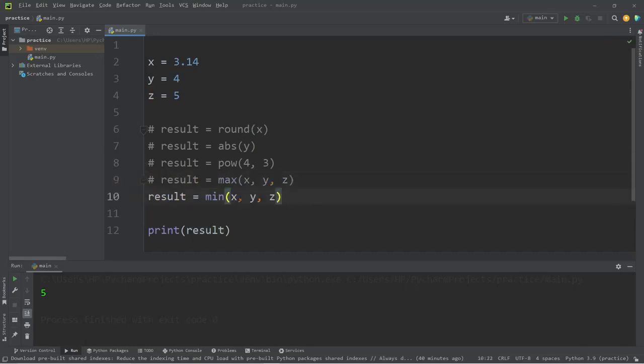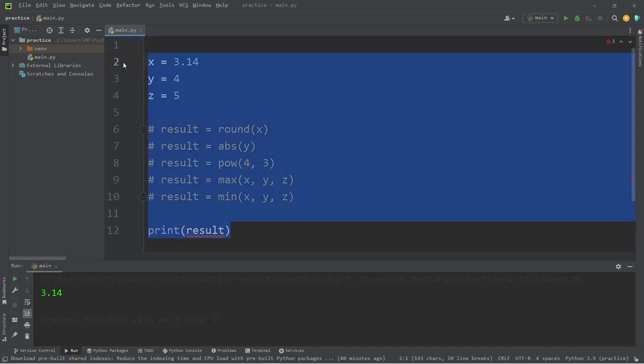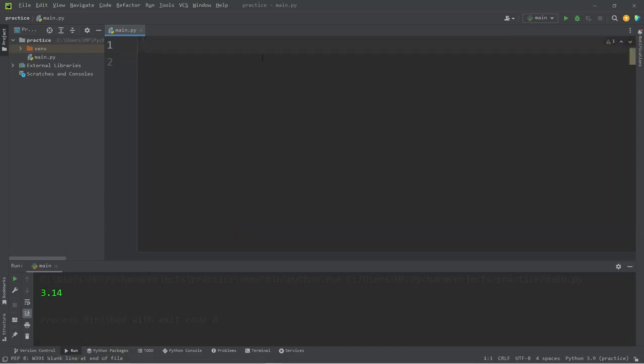What's the minimum value between x, y, and z? That would be 3.14. Now, in this next section, we do have some very useful constants and functions from the math class, but we'll need to import the math module at the top of our text editor. So import math. If you need the value of pi, you'll type the name of the math module, .pi.